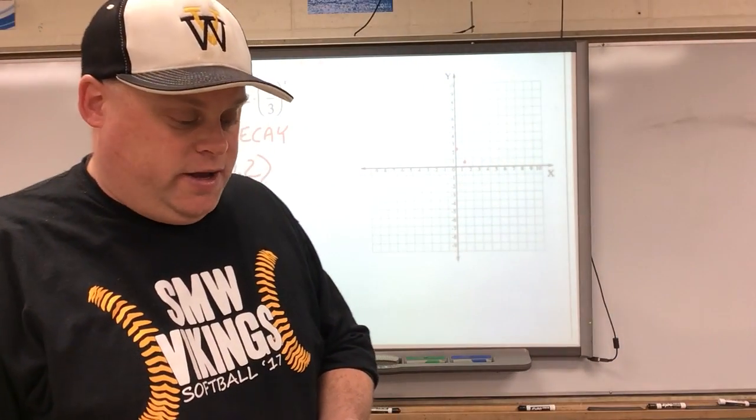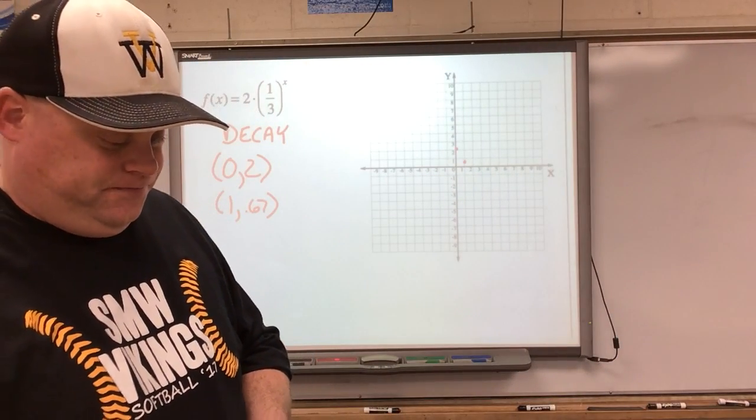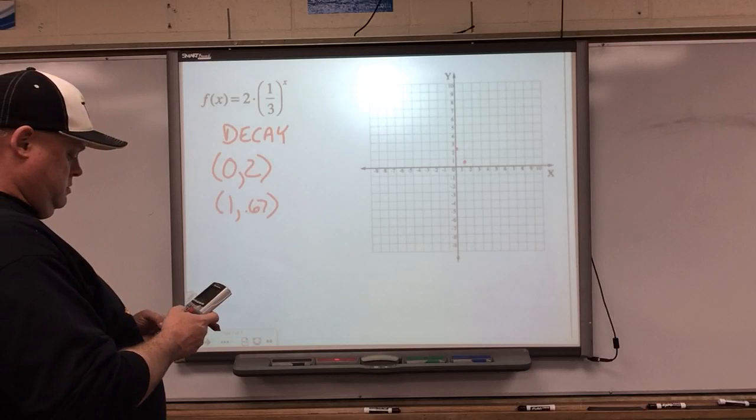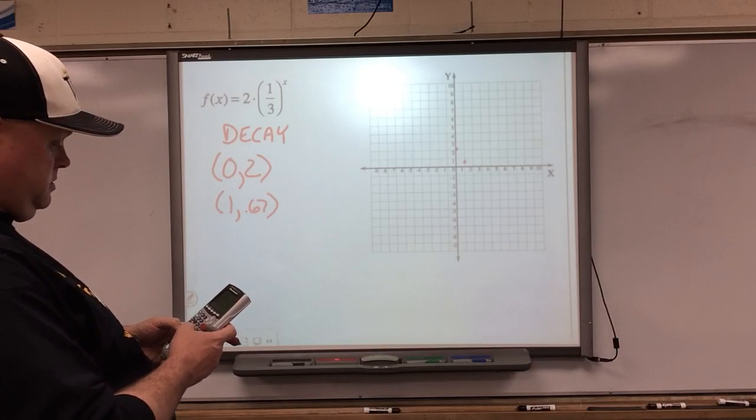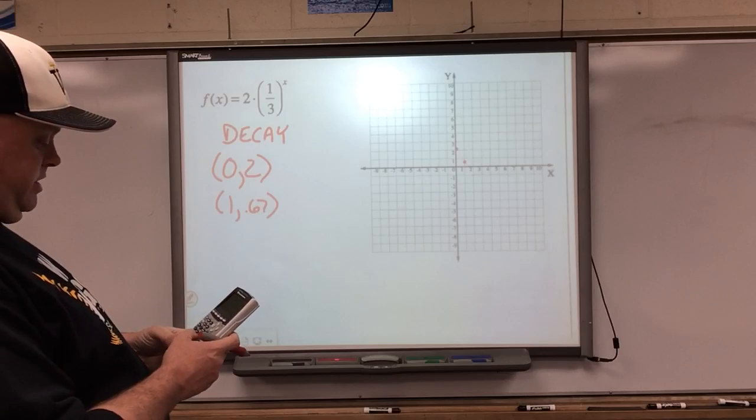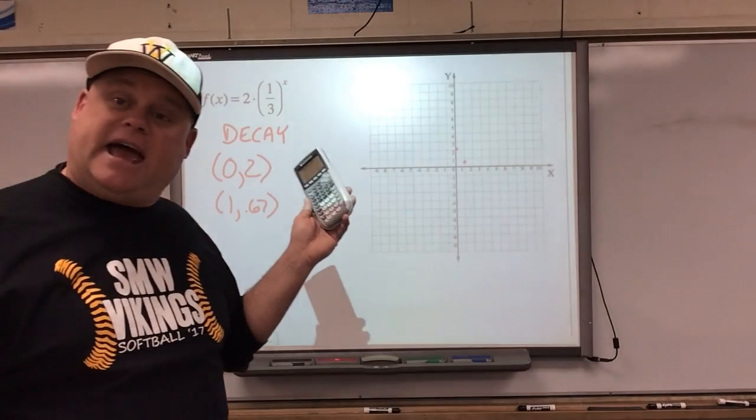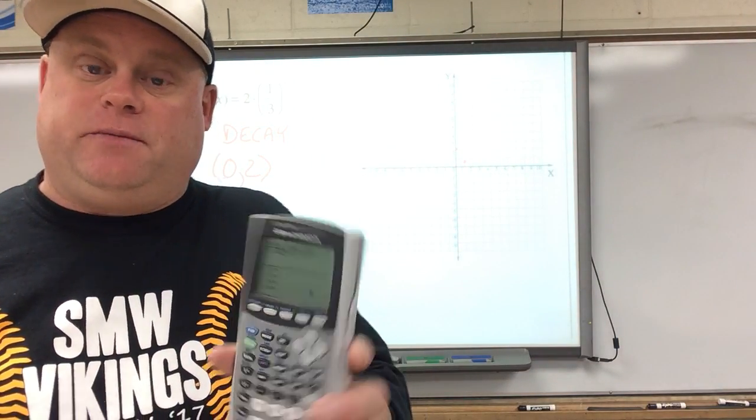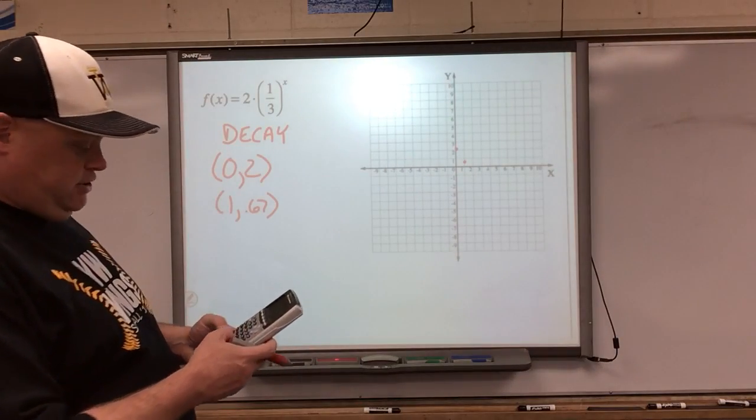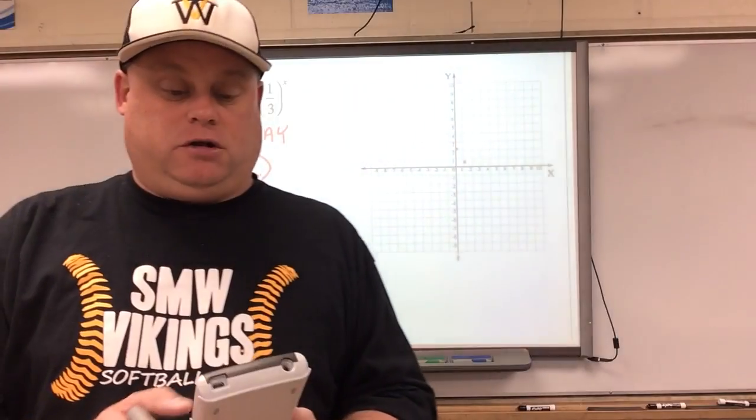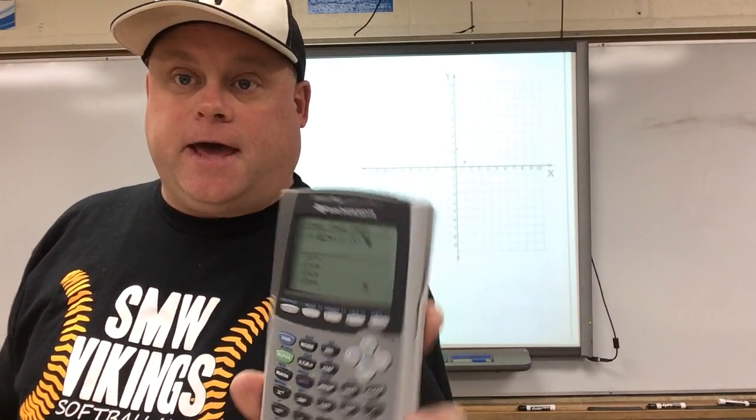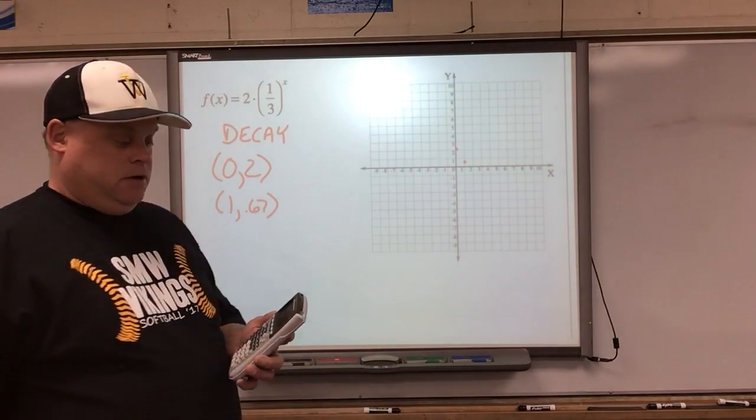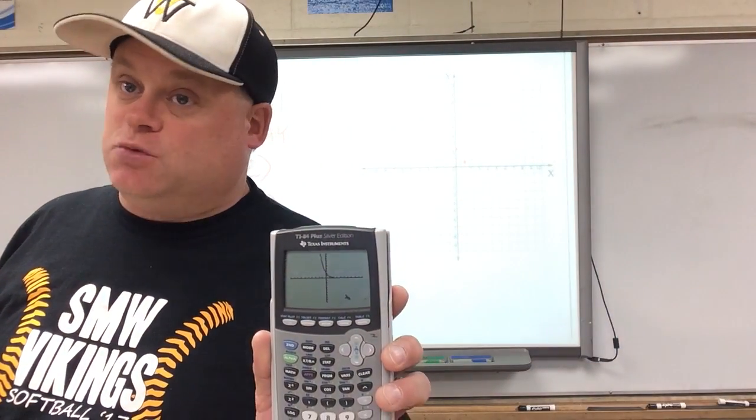Now, how can I find the other points? Plug it in. Y equals 2 times 1 divided by 3. I put it inside parentheses just like I have it up there. So I put 2 times, inside parentheses, 1 divided by 3. And I'm going to raise it to the x power. So it should look like that. Okay? Hit graph. And it does show a decay, which is what we wanted.